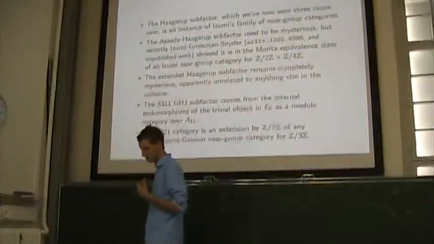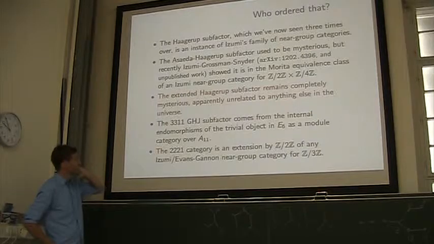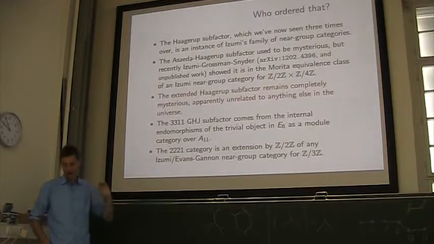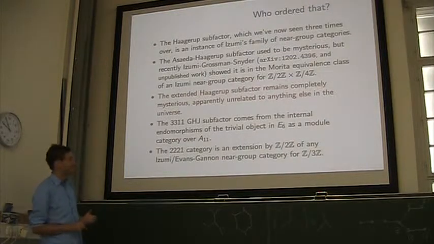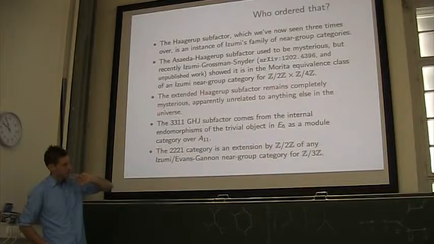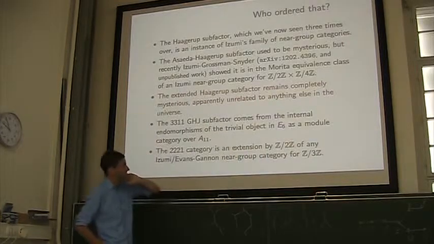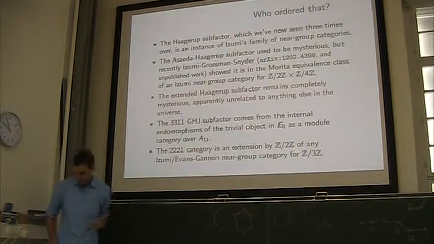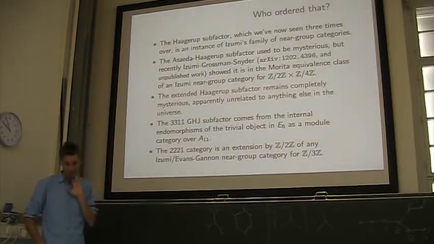The Asaeda-Haagerup subfactor for a long time was completely mysterious, but just recently, Izumi, along with Grossman and Snyder, did some great work where they completely understood the Morita equivalence class of this Asaeda-Haagerup subfactor. And what they discovered is that way over on the far side of this Morita equivalence class, there was something that unexpectedly looked like something we'd seen before. It's another one of this family that Haagerup lives in, but now between Z4 plus Z2. So once you realize that you should care about fusion categories only up to Morita equivalence, Asaeda-Haagerup again sits in a family of things that we understand pretty well.